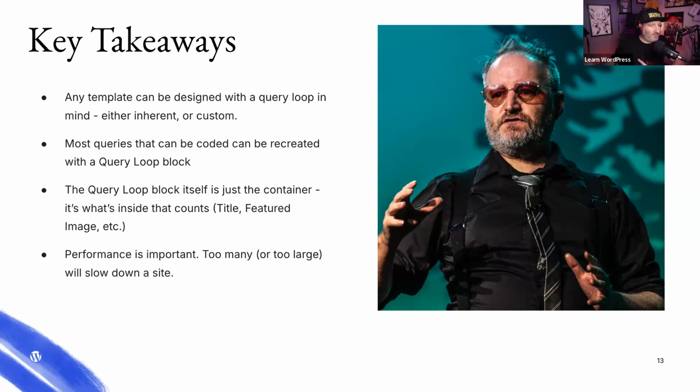So number one, any template. We've already talked about that. Any template can have a query loop in it, either the inherent loop that we talked about, where it pulls in a contextual query based on where you are, category, tag, etc., or a custom one that you can put on any page, like think of it like the Instagram or Pinterest style, where it's just showing the thumbnails.